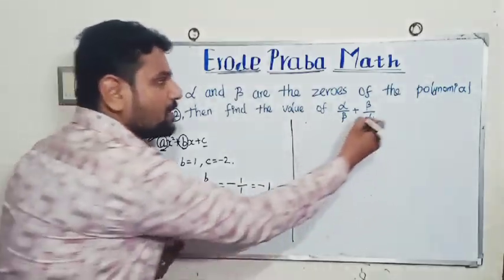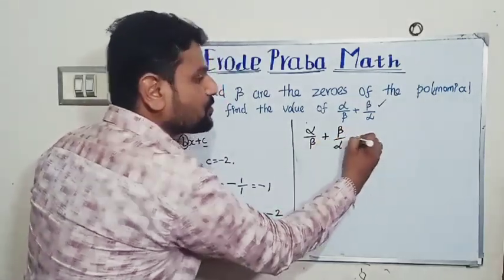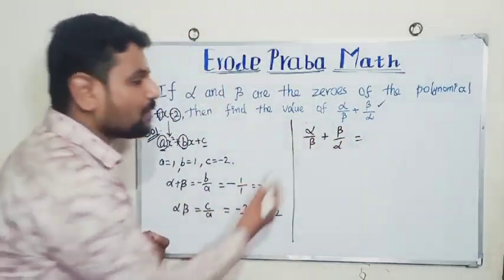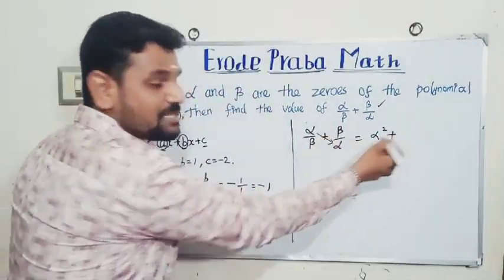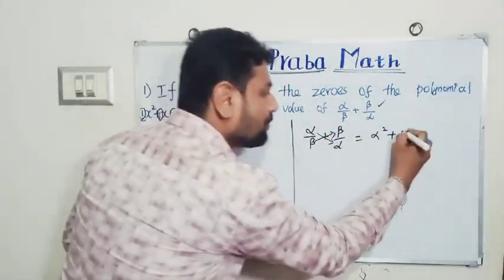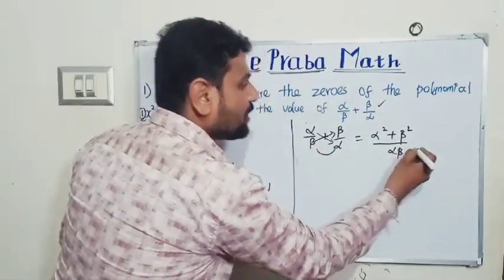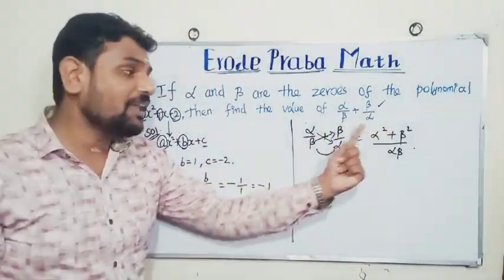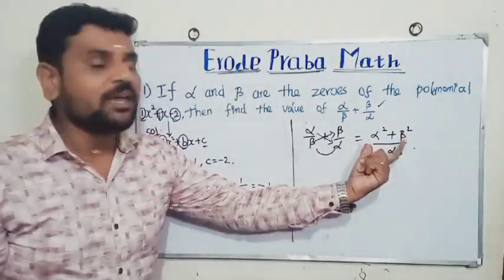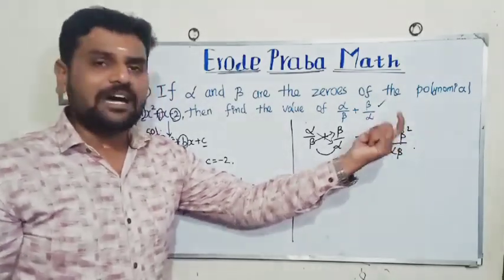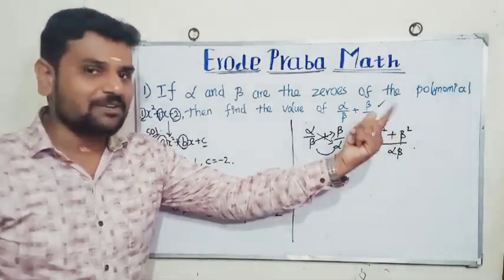Now we move on to this one. Alpha by beta plus beta by alpha is equal to, we do cross multiplication. Alpha into alpha is alpha square, plus, next beta into beta is beta square, divided by alpha into beta, the product. So we have got alpha square plus beta square by alpha into beta. This denominator is okay, but the numerator is not okay. Why? Here we don't have the form of alpha plus beta or alpha into beta. We have alpha square plus beta square. We need to write this in the form of alpha plus beta and alpha into beta.